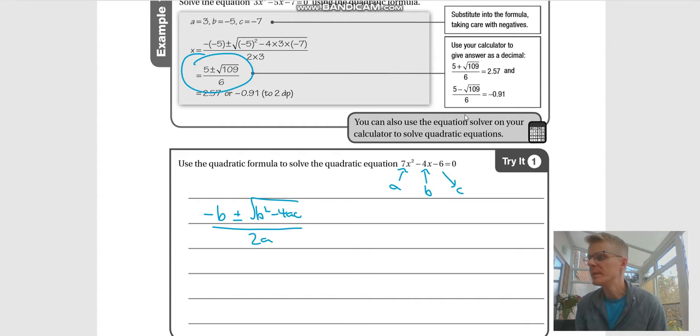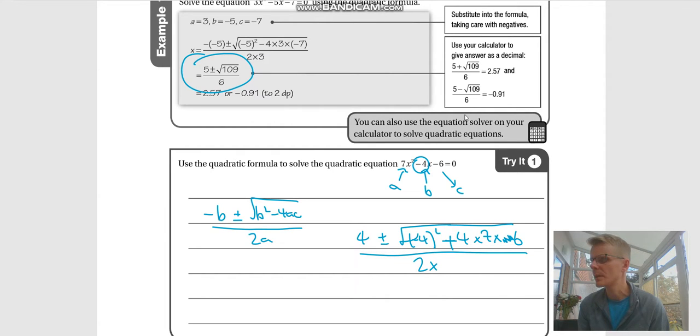So in this case, B is already negative, so negative b would be positive 4, plus or minus square root of negative 4 squared. Remembering that's a squared number, so it'll always be positive, so you can almost just drop the negative sign there if you want to. Minus 4 times a, which is 7, times c, which is negative 6. The more you use this, I wouldn't really expect anyone to write that. I would just expect to see a plus there, and forget about that negative, because the two negatives combine to make one positive anyway. And then square root, divided by 2 times 7.